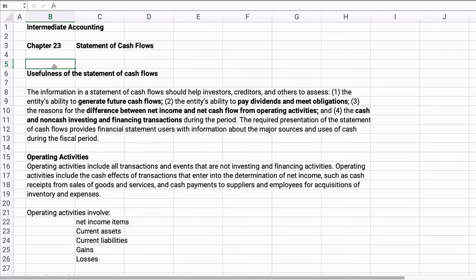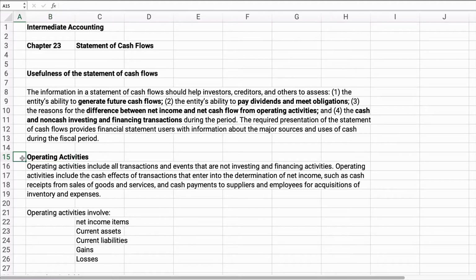Now, what's the usefulness of the statement of cash flows? It helps us to assess the ability to generate future cash flows, the ability to pay dividends and meet obligations, to show the difference between net income and net cash flows from operating activities, and then the cash and non-cash investing and financing transactions. All right, so we have three major activities that are cash related. Then there could be non-cash. If it's not one of these three, then it's non-cash.